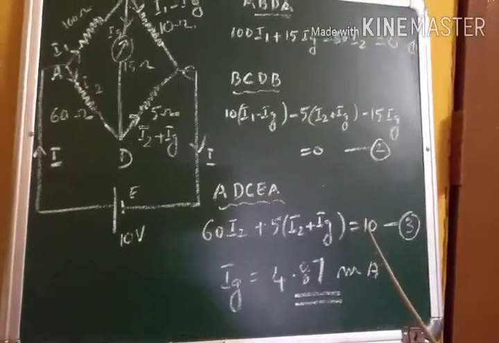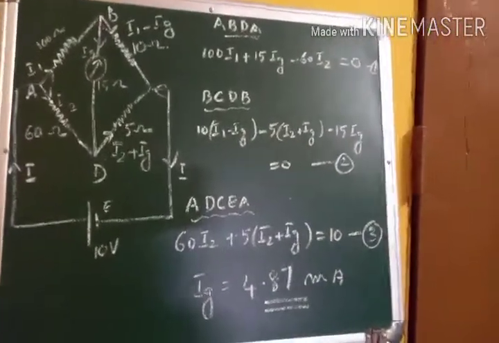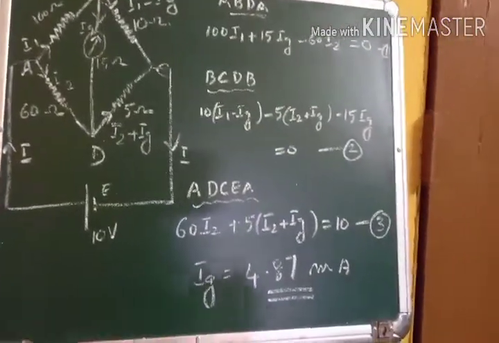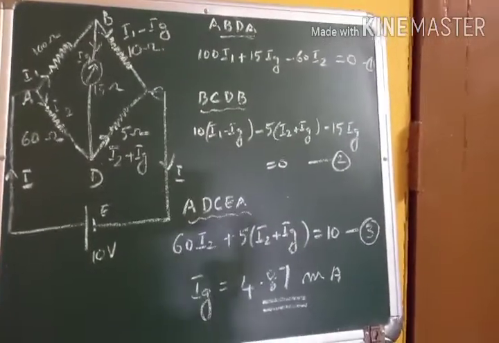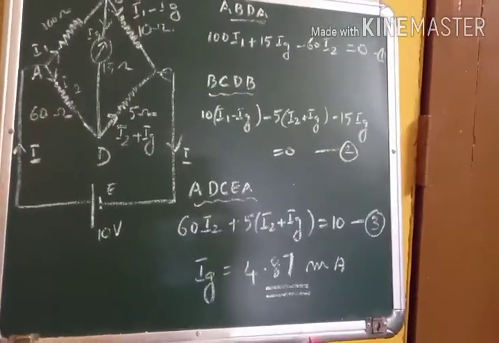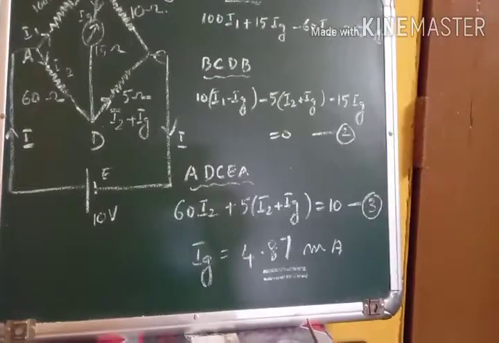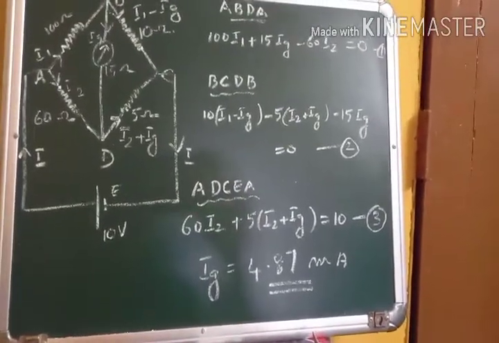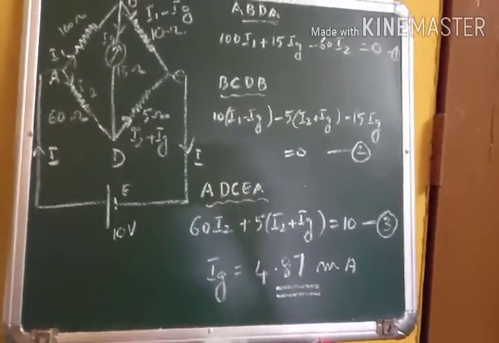So you got 3 equations. You can solve it. You can get the values of I1, I2 and Ig. And when you calculate, you will get 4.87 milliampere current through the galvanometer. Okay. So do the calculation and get the answer.